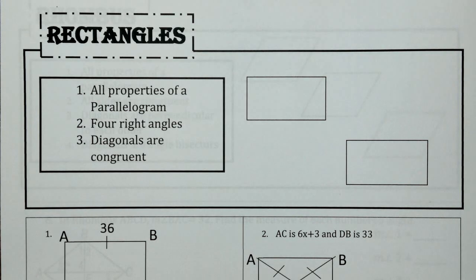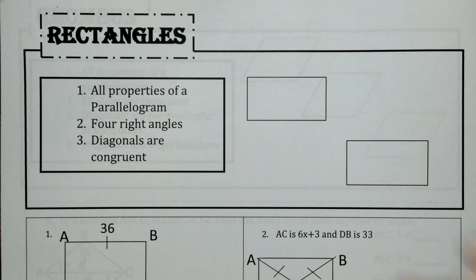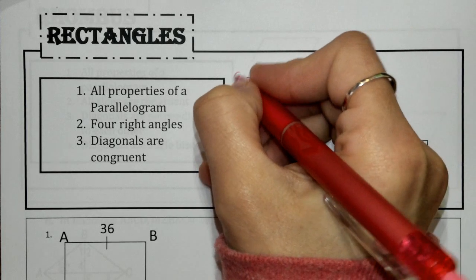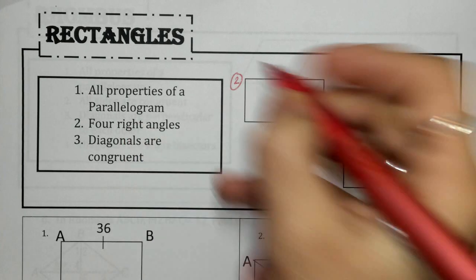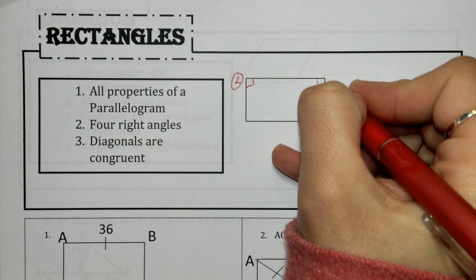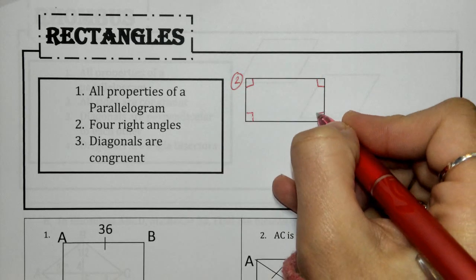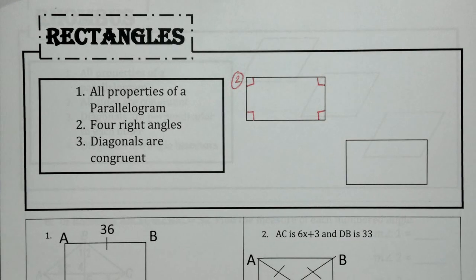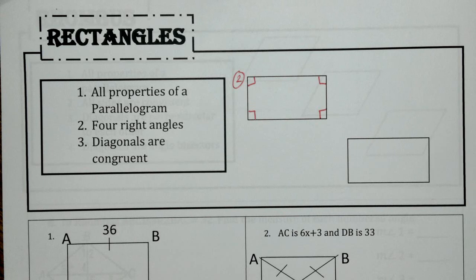Including these, we're going to add two more to our rectangles. The first one here is going to be that we have 4 right angles. So here, I'm just going to put it at number 2 so we can see it goes with number 2's property. We've got all 4 right angles now. So this is the first time we've had this quadrilateral and parallelogram that has 4 90-degree angles.